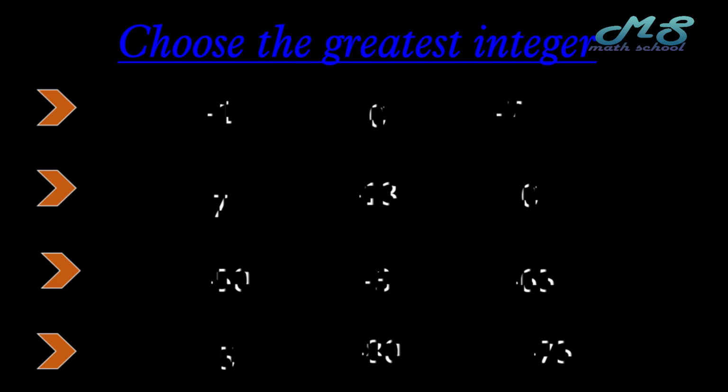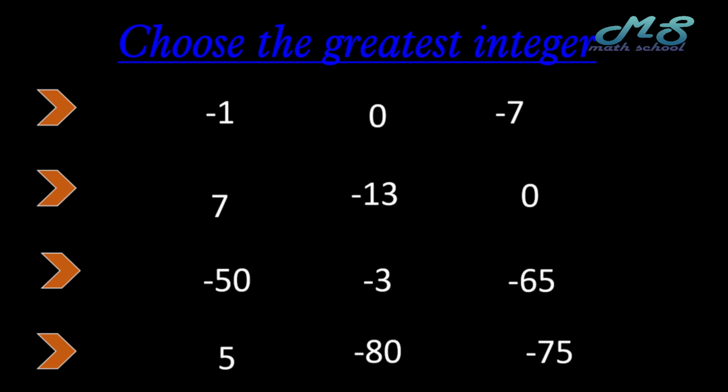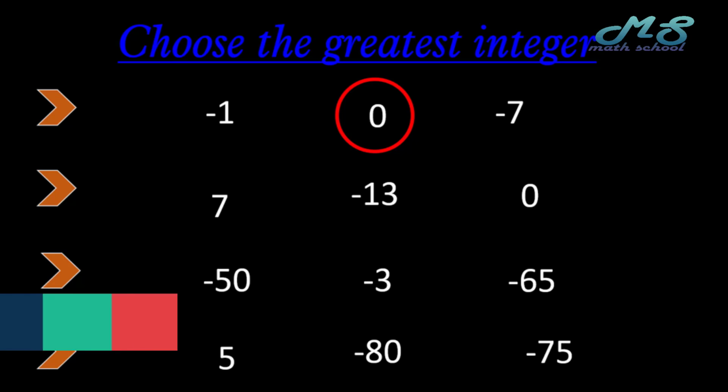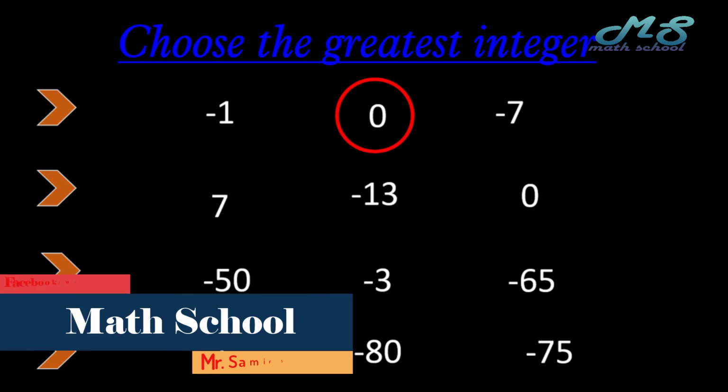Next, choose the greatest integer. The first set, guys: negative 1, 0, negative 7. We studied before that 0 is greater than any negative integer. So the greatest one is 0. Next, 7, negative 13, and 0. We studied before that a positive integer is greater than 0, and a positive integer is greater than any negative integer. So the greatest one here is 7.